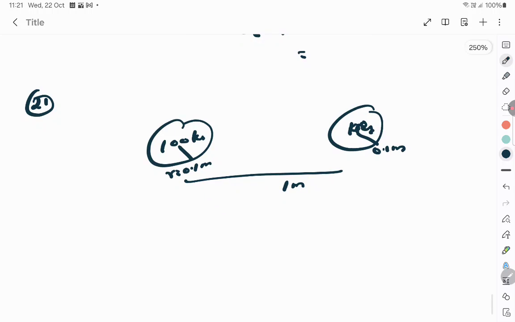What is the gravitational field and the potential at the midpoint of the line joining? And the gravitational field will be 0. Because it's the same mass and same distance, can I say the gravitational field at the midpoint will be 0?